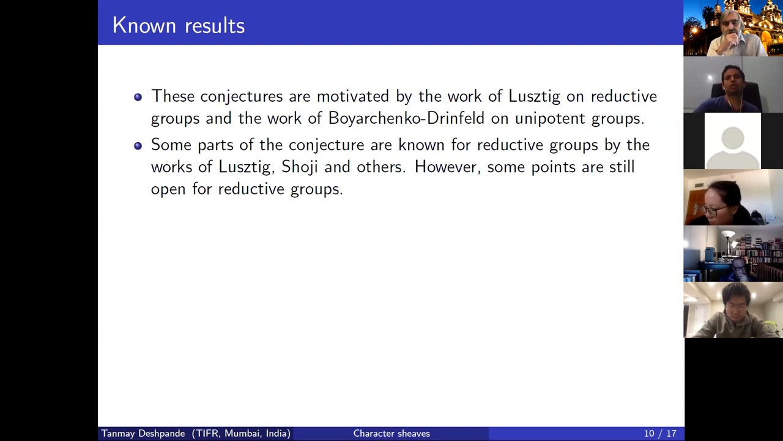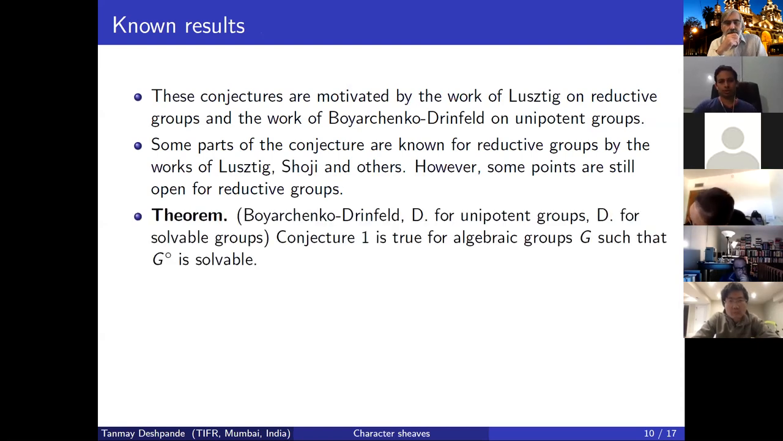However, if we look at unipotent or solvable groups, then suppose G is an algebraic group such that the neutral connected component is solvable, then conjecture 1 holds for such a group.